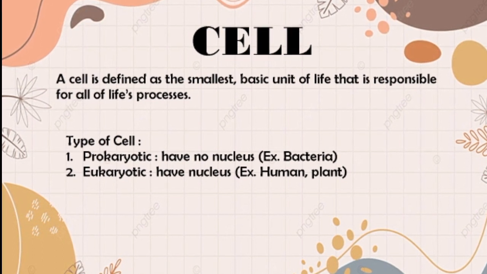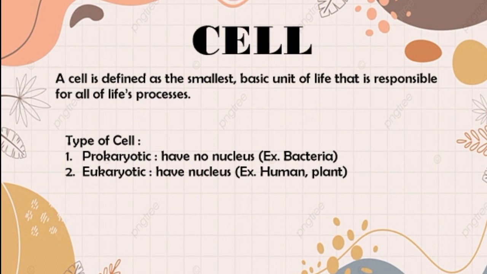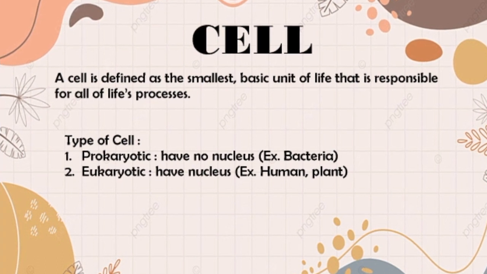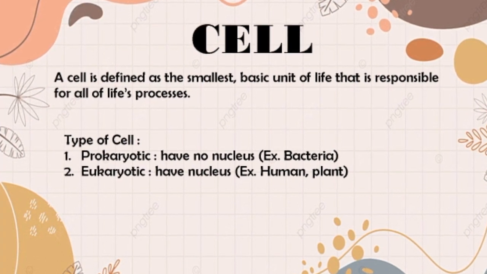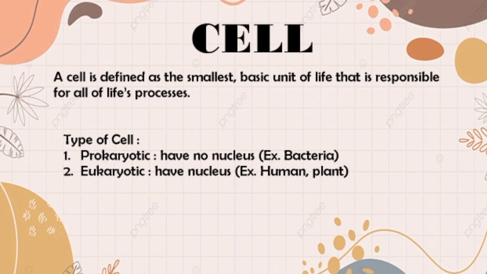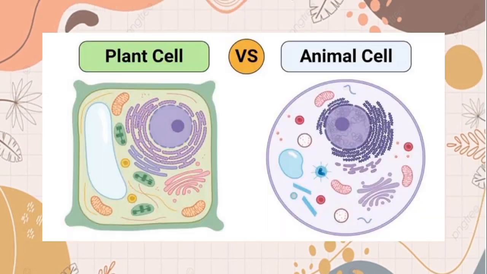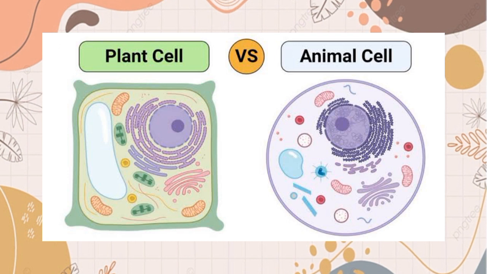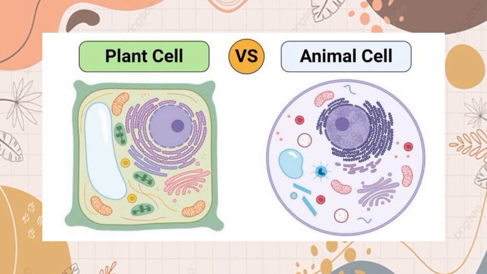For this material, we will discuss the organelles of the animal cell and plant cell. This is a picture of a plant cell and an animal cell. We can see there are many organelles in the cell. Plant cells look more rigid because they have a cell wall.